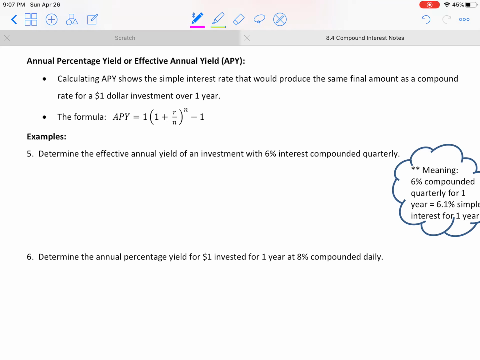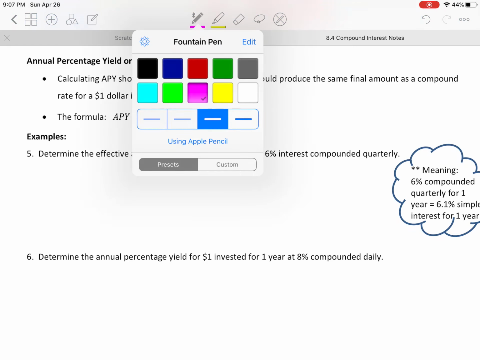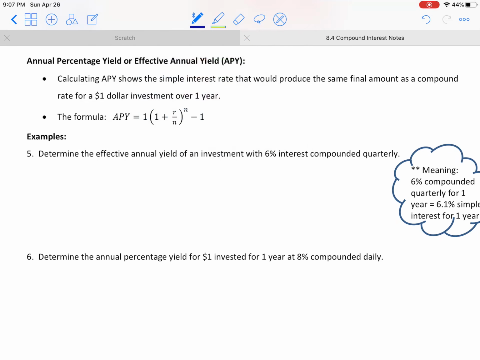So if, for example, number 5, we wanted to find the effective annual yield of an investment with a 6% interest compounded quarterly, what we're going to do when we use the formula is find what simple interest rate would end up with the same final amount as this compound interest rate, okay? It's our compound interest formula, but again, it's just to compare apples to apples. It's a dollar investment over a year. So notice that the principal amount is $1 here, and there's no time here because multiplying by a time of 1 isn't going to change n.